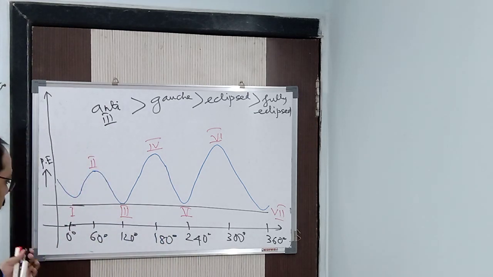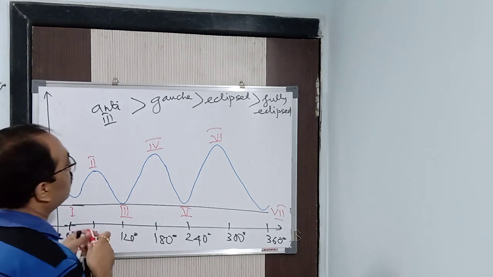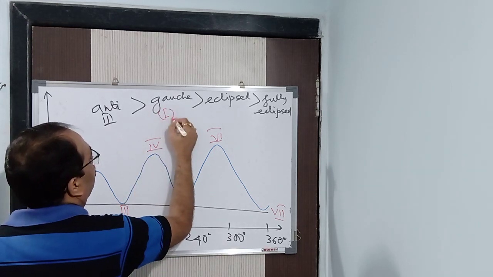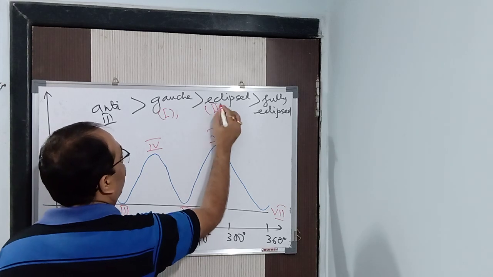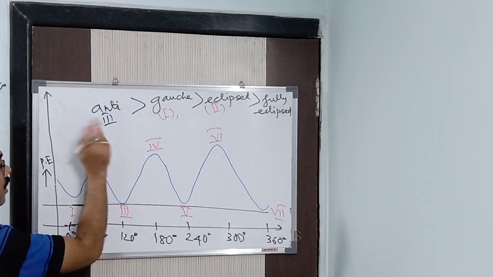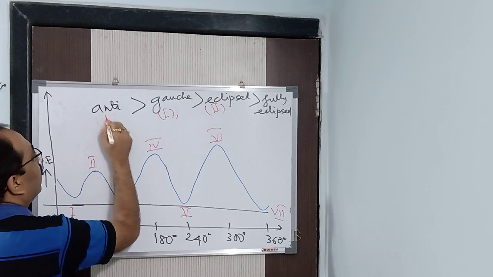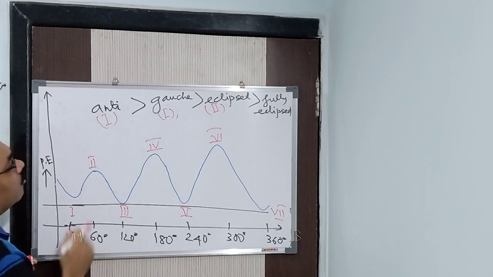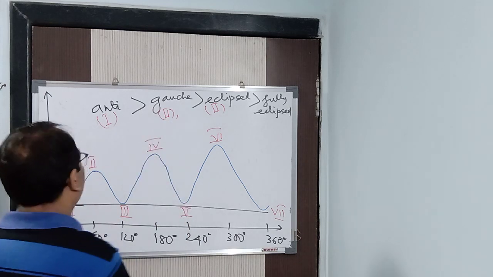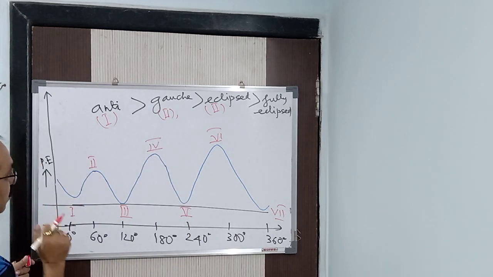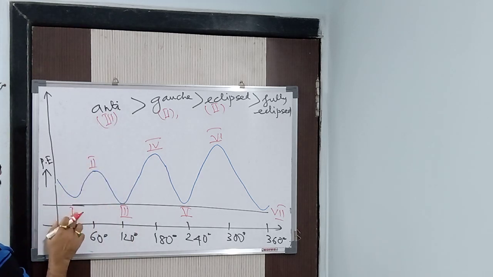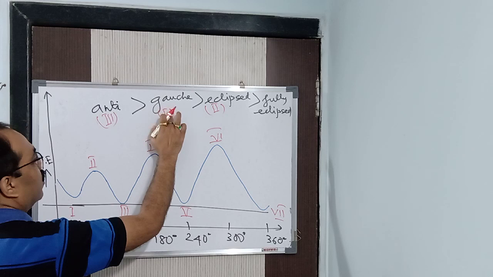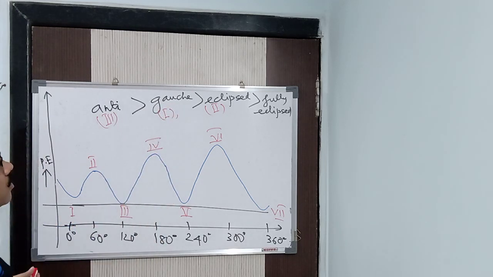Fine. Now this is your Gauche. So let me write Gauche, that is your 1. Now next is 6. This 60-degree angle is nothing but eclipsed. So here it is 2, I have written it, eclipsed. Again 3 is anti, already written, you can see. Let me write this one in red as well. Fine. Now, anti is 3. 1 is your Gauche. 2 is your eclipsed.